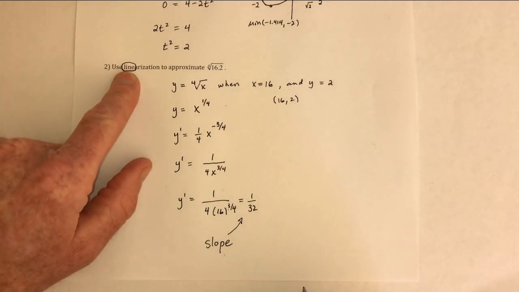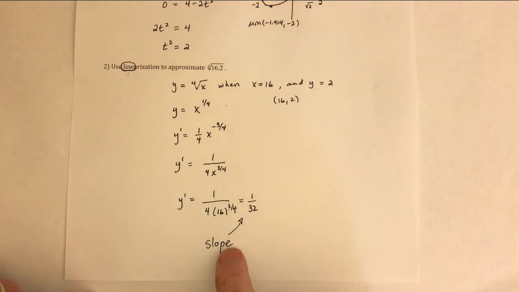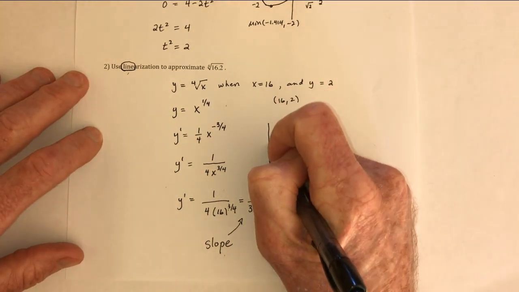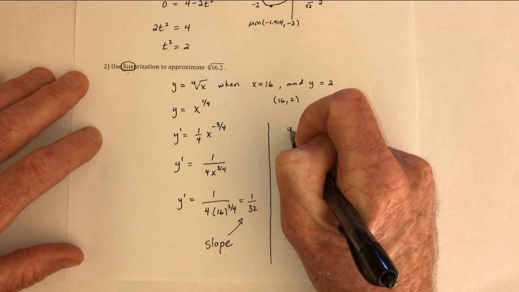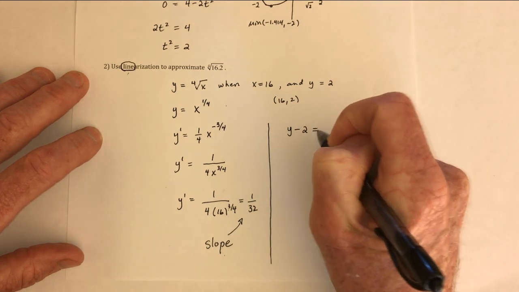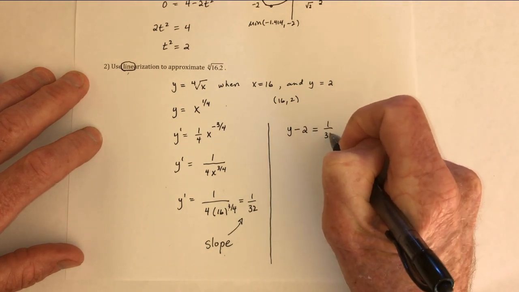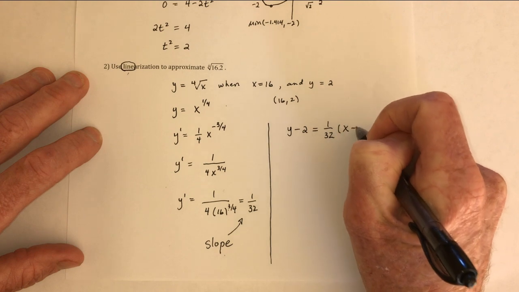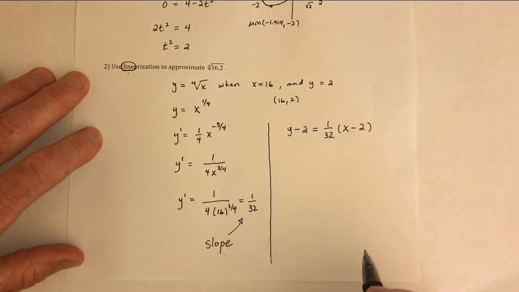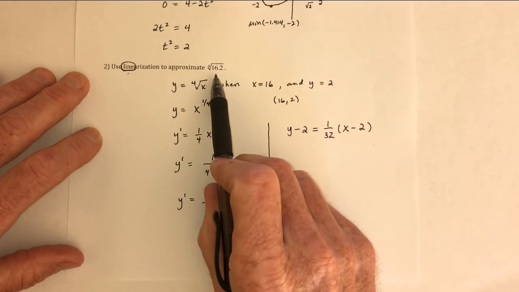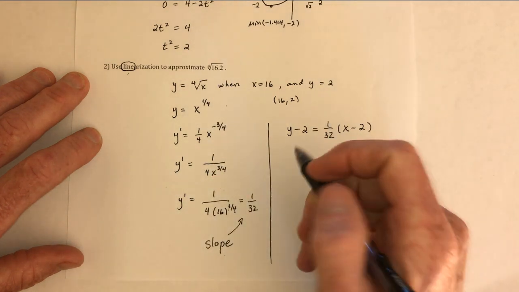So now for our line, we've got a point and we've got a slope, so we could use the point slope formula. So y minus the y value of 2 equals the slope 1/32 times x minus 2. And now the last part is plug in the 16.2.